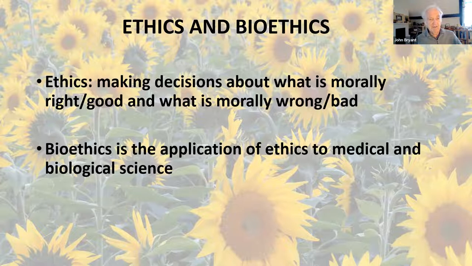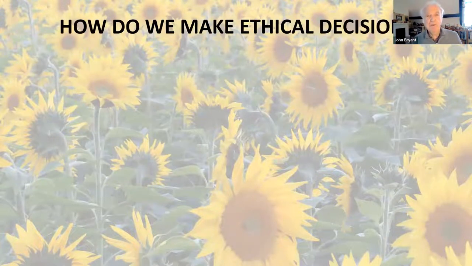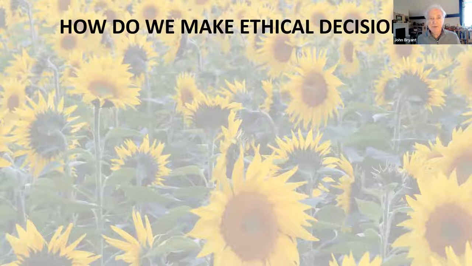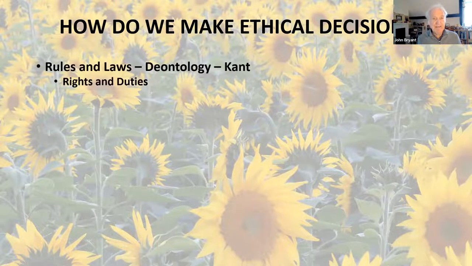The key thing I want you to take home is that we're thinking about making moral decisions in the area of biological and medical science. And that's what we're going to be developing. But I first want to explore, and those of you who've done some philosophy will know quite a lot about this already, but if you haven't, this is going to be a useful summary, how do we make ethical decisions, decisions about what is right and wrong? Because that will have relevance as we think about bioethics later.